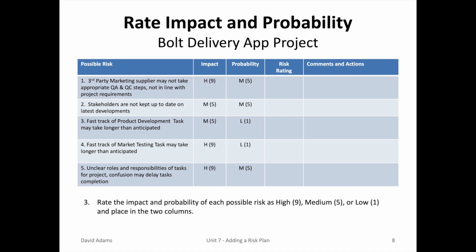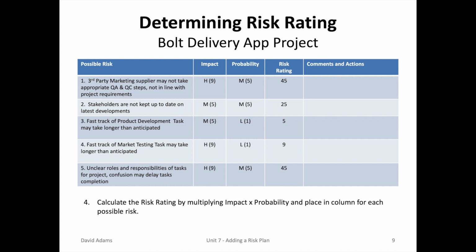After agreement on the high, medium, and low settings for impact and probability, the project manager would assign the appropriate number to each so he can calculate the risk rating. As mentioned before, the risk rating is impact times probability. So for our first risk, we had a high impact and medium probability. 9 times 5 is a 45 rating.